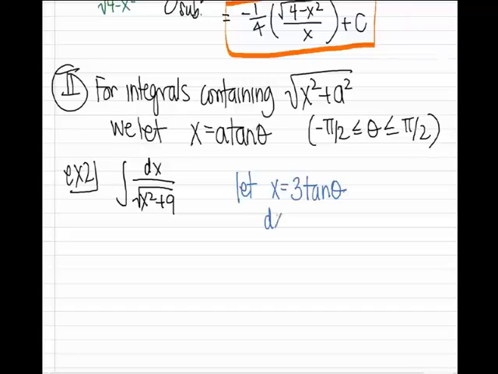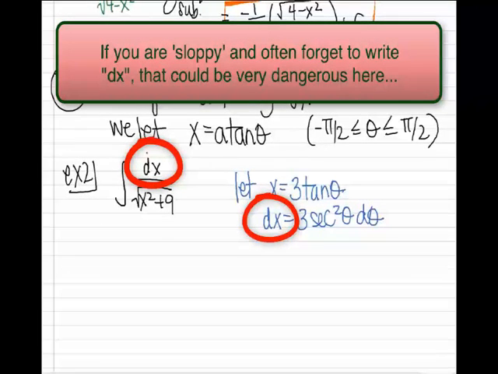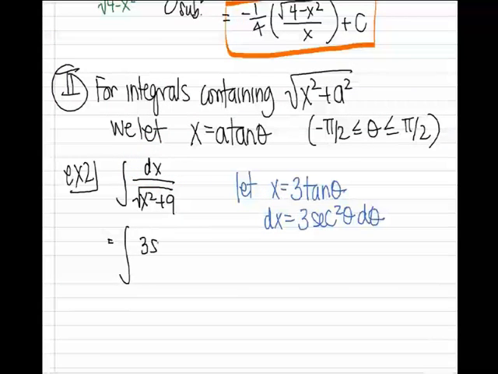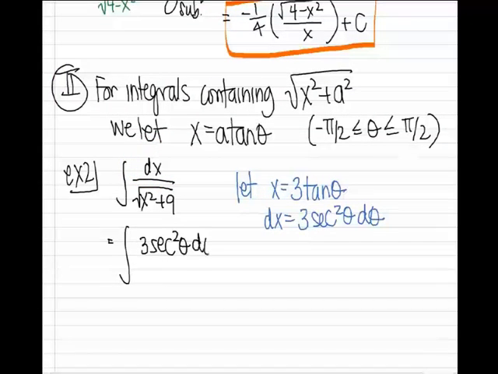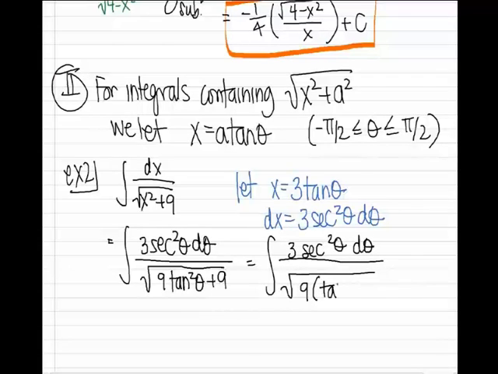So dx will be 3 secant squared theta d theta. Again, be really conscious about writing your dx's and writing your d thetas. So dx is 3 secant squared theta d theta in my numerator, and in the denominator I have 9 tangent squared theta plus 9. Remember, this is all about the Pythagorean identities. So I'm going to factor out a 9, which leaves myself with tangent squared theta plus 1.